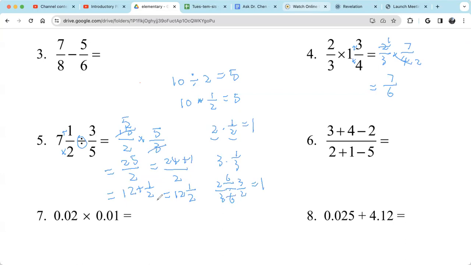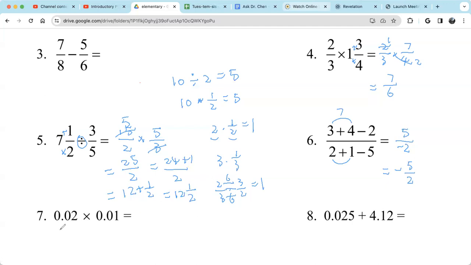Now let's see 6. So the numerator will have 3 plus 4 minus 2. Denominator will have 2 plus 1 minus 5. Right? So 3 plus 4, that's 7. 7 minus 2, that's 5. The denominator is 2 plus 1 is 3. 3 minus 5 is -2. But usually we don't want to leave the negative sign in the denominator. We put it up front in the numerator. As long as one of them, the numerator or denominator, is negative, that means the number is negative. So we leave it like this, -5 over 2.